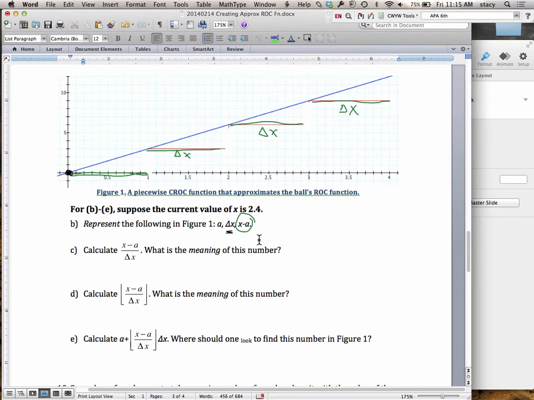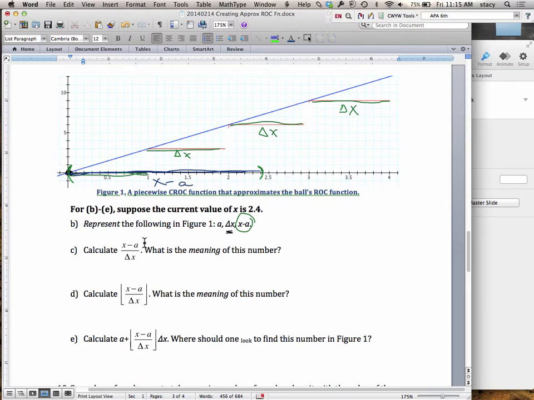Distance? Distance of what? Distance per second. Yeah, it's the total distance between our starting value, a, and our current value of x, which is 2.4. So if I wanted to represent x minus a, I would draw this bar all the way across.